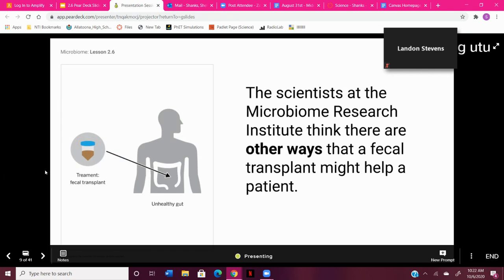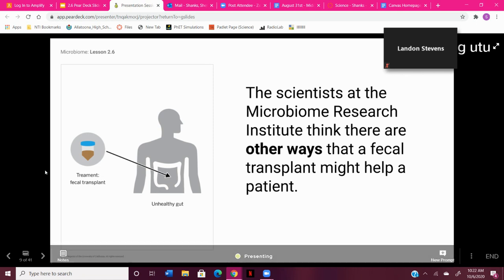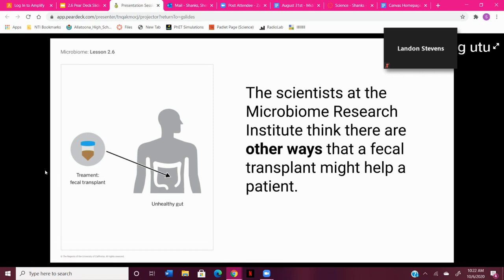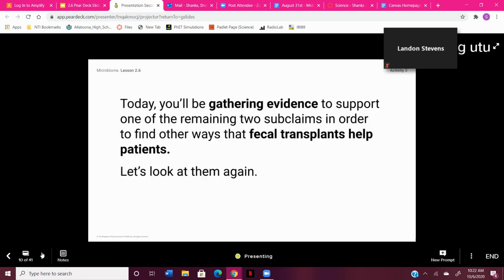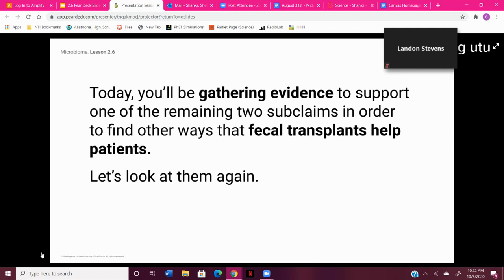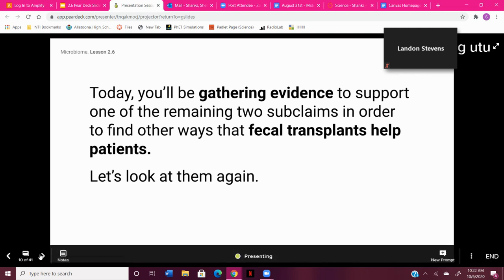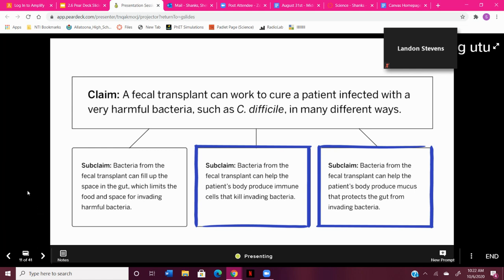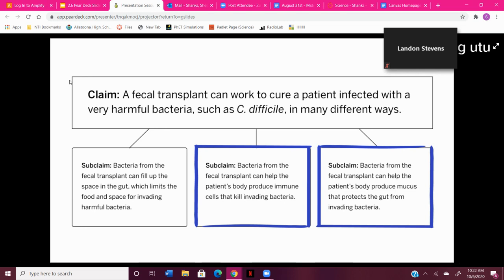Now, scientists at the Microbiome Research Institute think that there are other ways that a fecal transplant might help a patient. So we looked at one subclaim on Tuesday, guys. Today we're going to be looking at the 2 other subclaims that were a part of that little graph. I'm not sure if you guys remember, but it was this little picture. So we have this overarching claim. A fecal transplant can work to cure a patient infected with a very harmful bacteria, such as C. difficile, in many different ways.